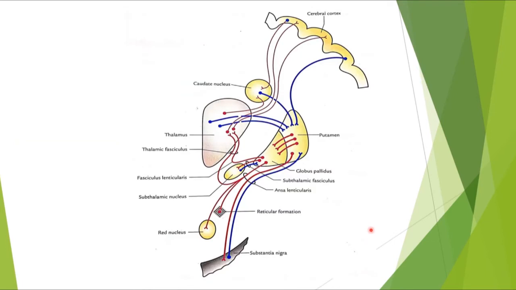This is a pictorial representation of the connections of the basal ganglia. You can make out the various parts, how they are well connected with the other parts of the brain: caudate nucleus, putamen, globus pallidus, subthalamic nucleus, red nucleus, substantia nigra. You can see the connections, the neuronal circuits and neuronal connections, how they are well connected with the thalamus and cerebral cortex. More details about connections of basal ganglia will be taught to you in a session in physiology.